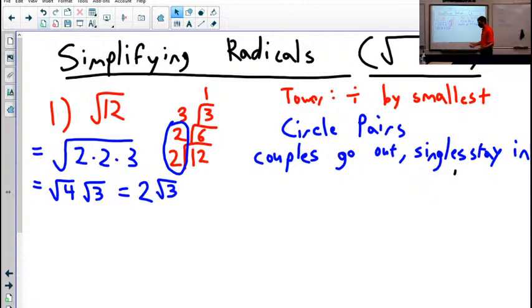So that's the idea. Anytime you have a pair, that means you'll be able to take it out of the square root. If it doesn't have a pair to go along with it, it can't go out of the square root.